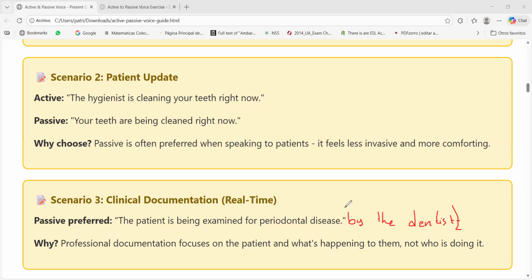But this is optional, right? Formal communication is specific information using passive voice. Okay. Do you have any comments or questions?